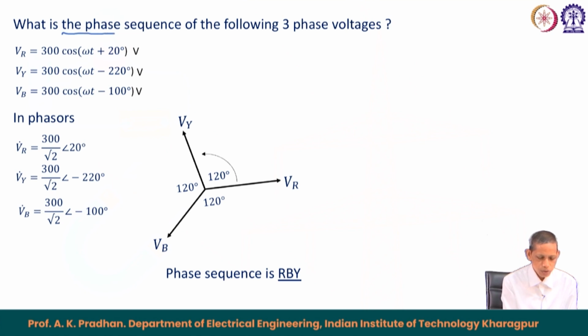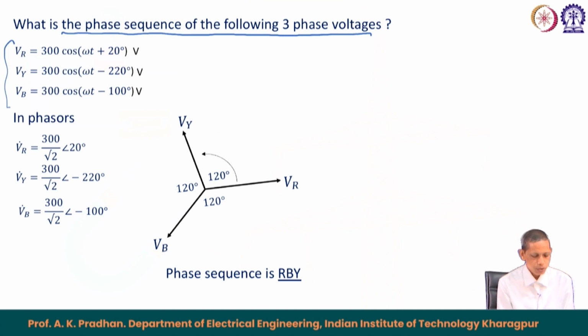Now, let us have a question on this. What is the phase sequence of the three phase voltages expressed by V R equals 300 cos omega t plus 20, V y equals 300 cos omega t minus 220, and V b equals 300 cos omega t minus 100 volt? If we see this, we can represent them in terms of phasors, which becomes easier for us. So, V r equals 300 by root 2 with an angle of 20 degree, the other two phasors are V y equals 300 by root 2 with an angle of minus 220 degree, and V b equals 300 by root 2 at minus 100 degree.